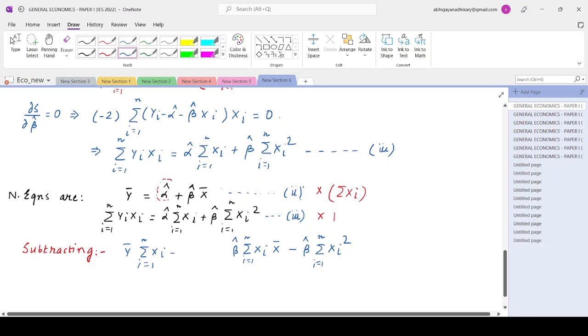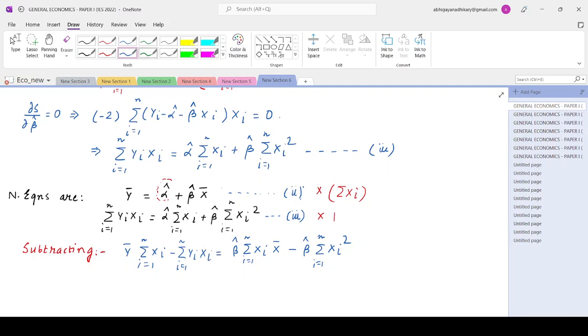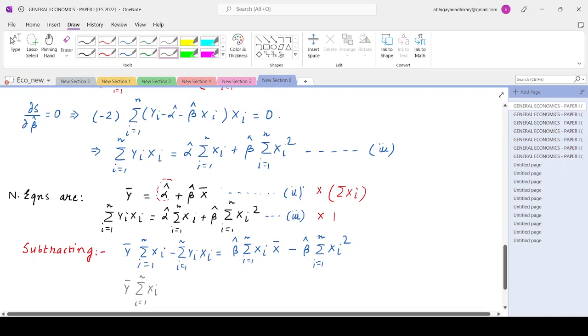Yeah. So this will be minus summation i running from 1 to n yixi, and that is equal to this thing. So that means y bar summation xi, i running from 1 to n, minus summation yixi is equal to, if you take the beta hat common, then you basically have x bar summation xi minus summation xi square. This is what we are having.